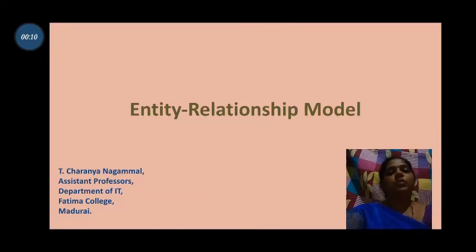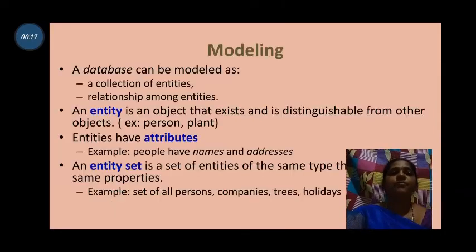So here we are going to see about the topic Entity Relationship Model, that is ER model. What is meant by modeling? A database can be modeled as a collection of entities and relationships among entities. And what is an entity? An entity is an object that exists and is distinguishable from other objects. Example, person or plant.